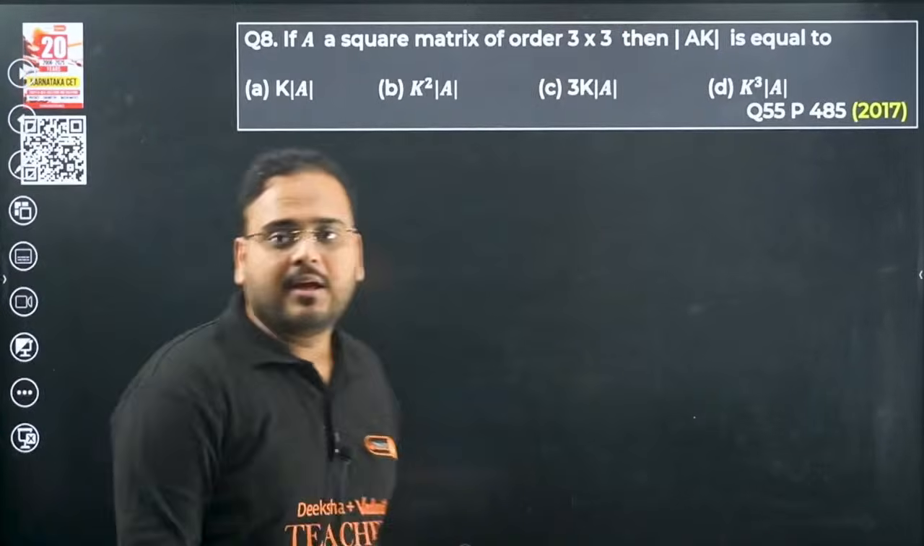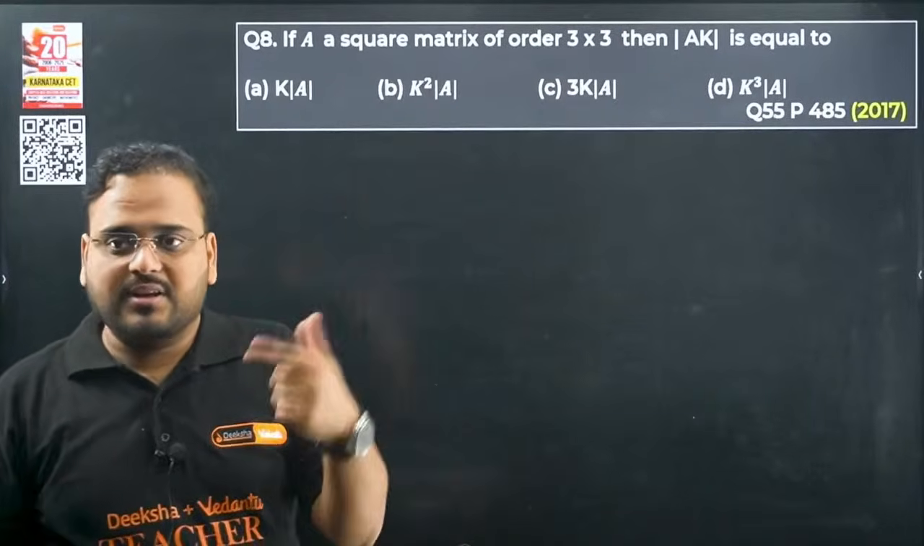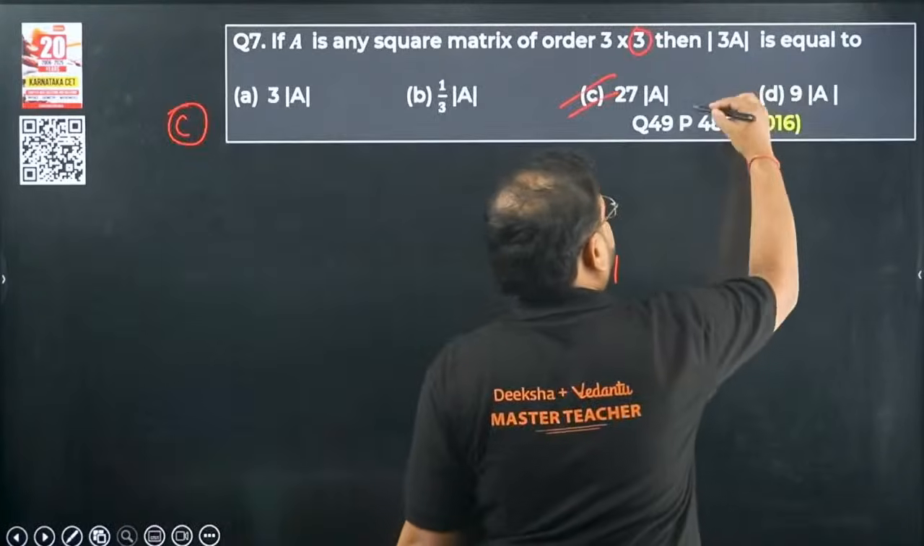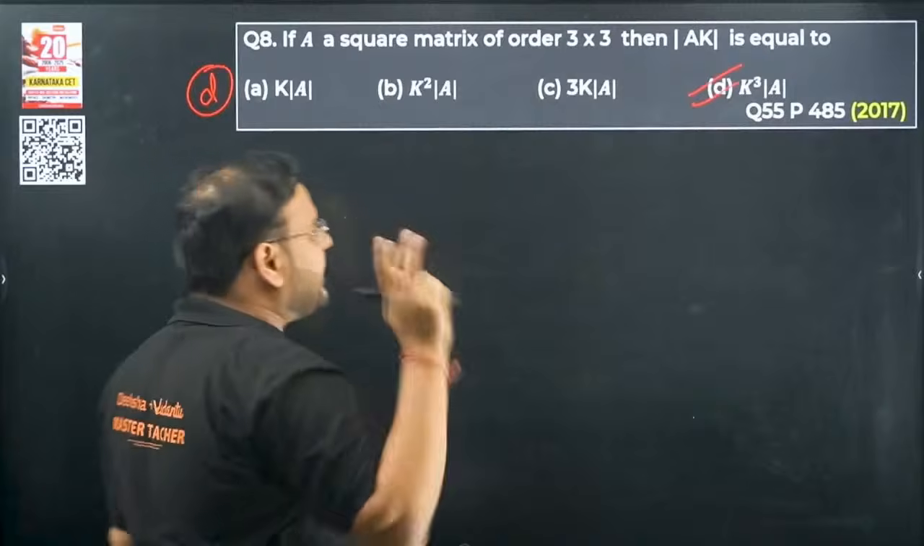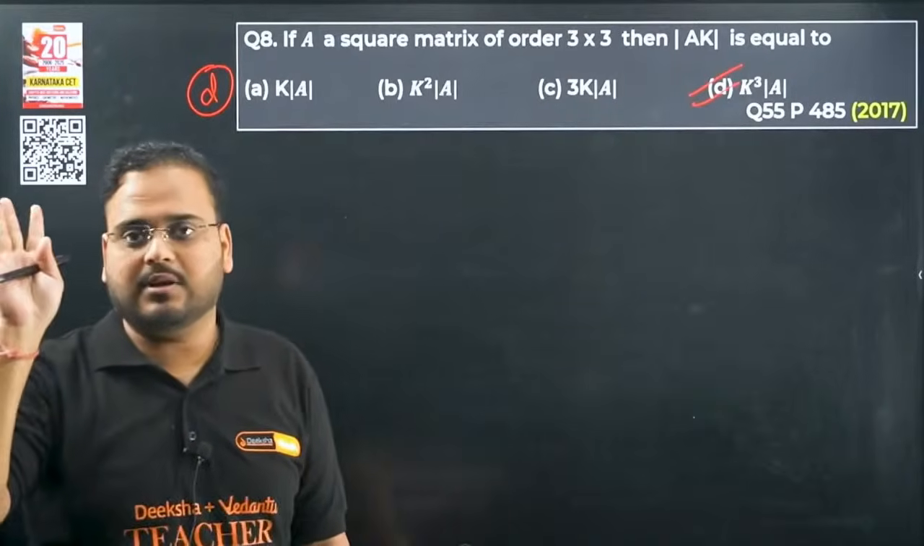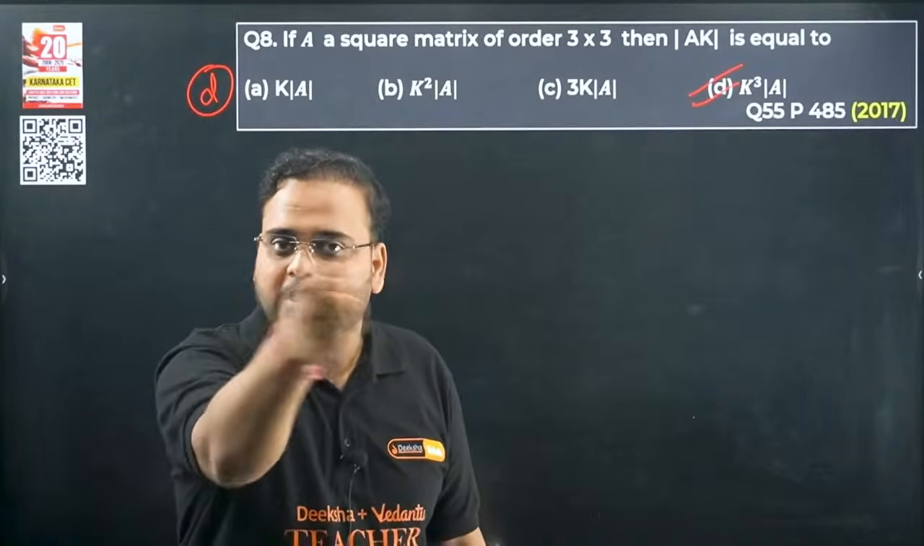Question number 8. A is a square matrix of order 3. AK is what? Same property, K cube A. 1 second question. Exactly 1 second. The time it takes to read the question, the same time the answer will come. You read the question, your question is over, answer comes.